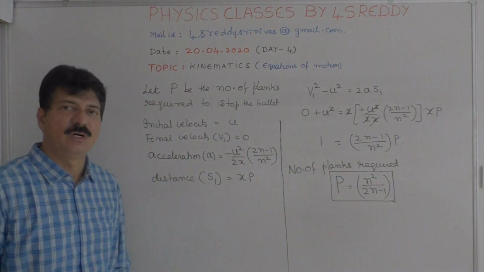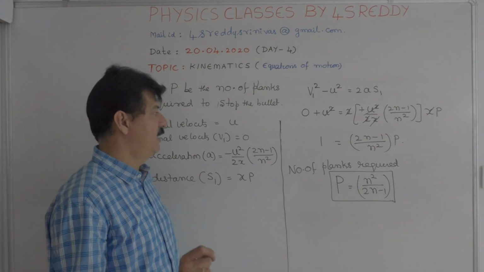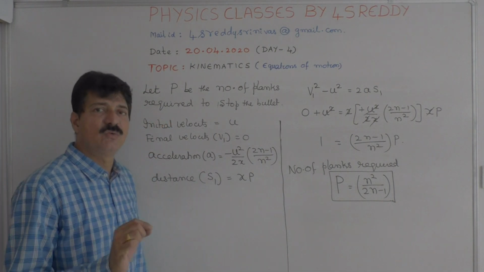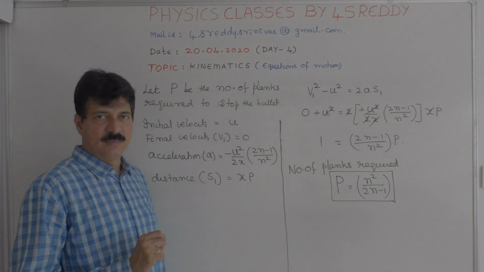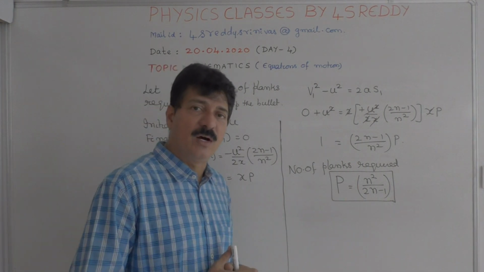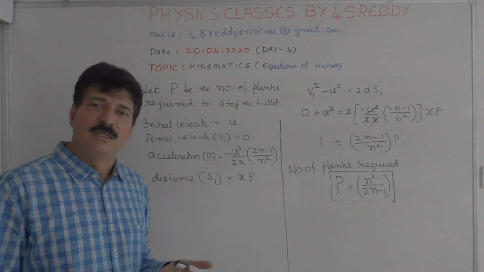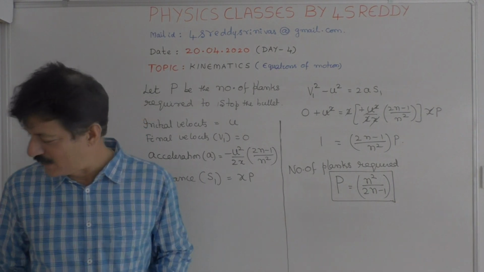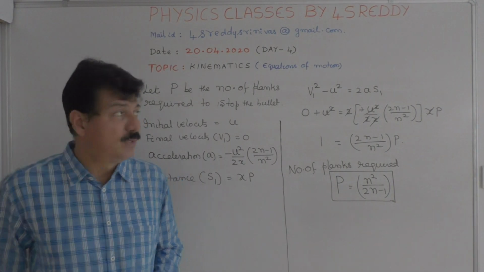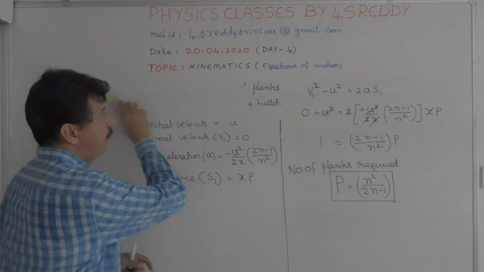This is the formula. So in this problem we used only one equation of motion, that is v square minus u square is equal to 2as only. Here this is the general formula. For any given numerical value of n, straight away you can calculate the number of planks required. That means, for example, is it clear?